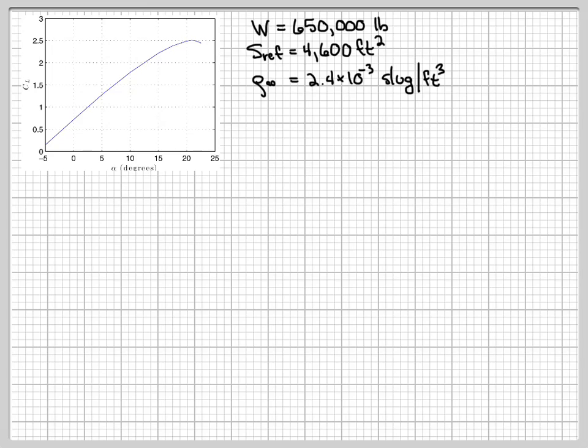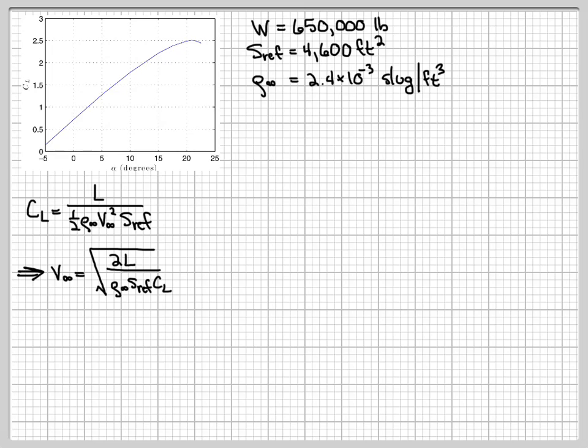Okay, to solve this problem, we'll connect the velocity to the performance of the aircraft, the CL, and all these other parameters through the lift coefficient definition, which we know: the CL is the lift over 1/2 rho V infinity squared S ref. So we can rearrange that to solve for the velocity. We get V infinity is equal to the square root of 2 times the lift over rho infinity S ref CL.